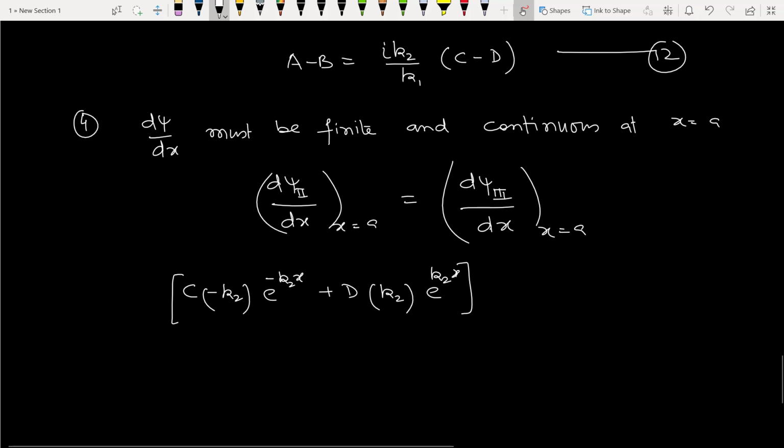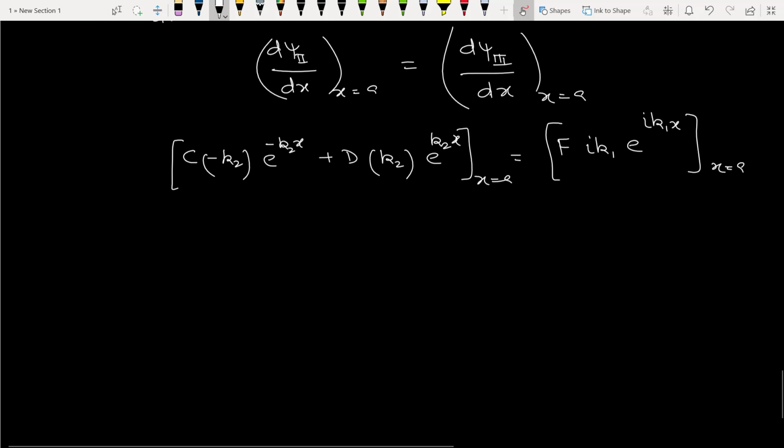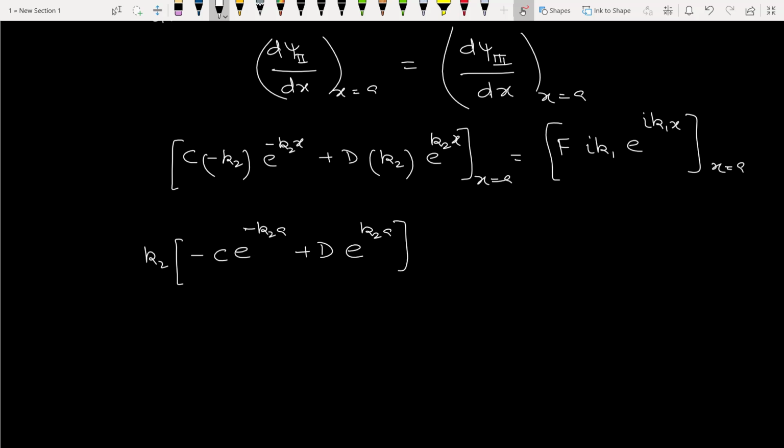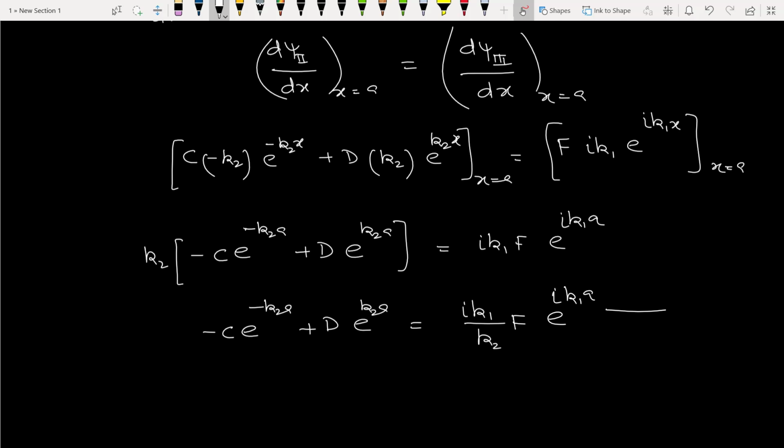So firstly I write here x at x is equal to a, f iota k1 e raised to power iota k1x at x is equal to a. So this is the derivatives of the wave functions. Now we substitute the value of x equal to a, k2 is common, minus c e raised to power minus k2a plus d e raised to power k2a, equals iota k1 f e raised to power iota k1a. So it is minus c e raised to power minus k2a plus d e raised to power k2a, it is equal to iota k1 upon k2 f e raised to power iota k1a. This is equation number 13.